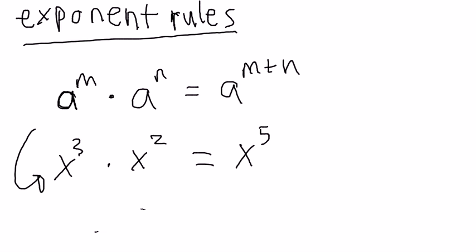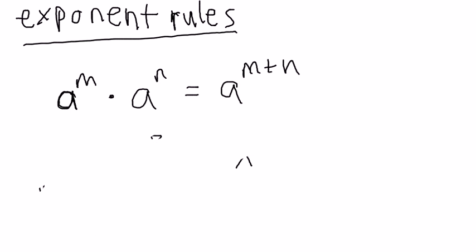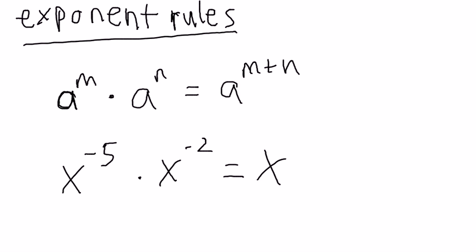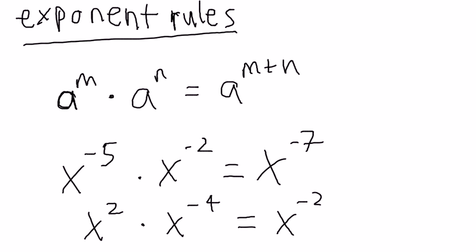Now, let's go over another one. Let's say that it is x to the negative 5 times x to the negative 2. Well, the answer to this, just think about negative 5 plus negative 2, which is negative 7, so x to the negative 7. If it was x to the second times x to the negative 4th, 2 plus negative 4 is negative 2. This is how you do the first of the exponent rules.